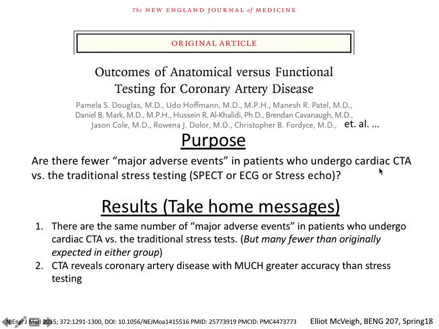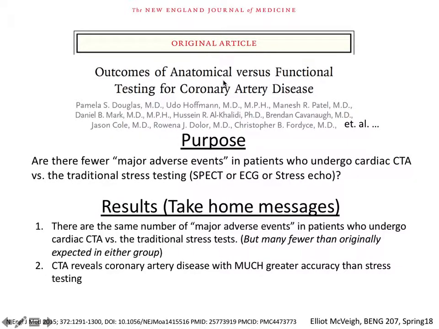So this set of slides will be on the website as a template for how you would structure a review of a paper. If we look at the title, it's Outcomes of Anatomical versus Functional Testing for Coronary Artery Disease.